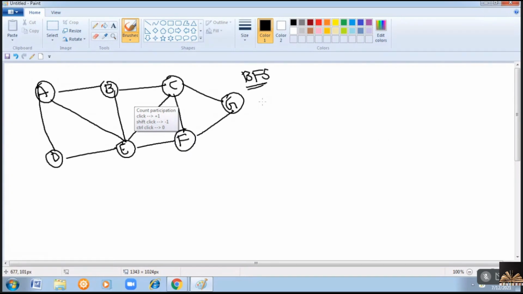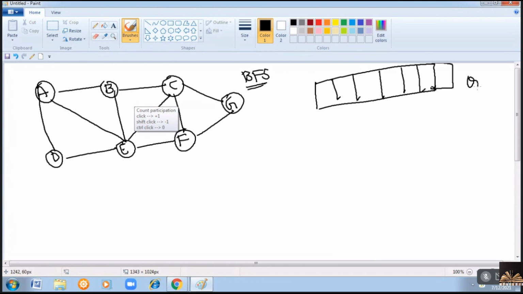Now, what is the first step? You need to define a queue with the size as the number of vertices in the graph. So what can be the size of the queue? How many vertices do you have here? 7. So 1, 2, 3, 4, 5, 6, 7. This is a queue. Now you have defined the queue, right?